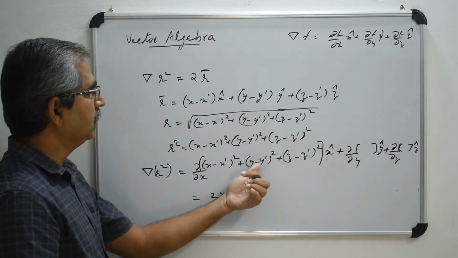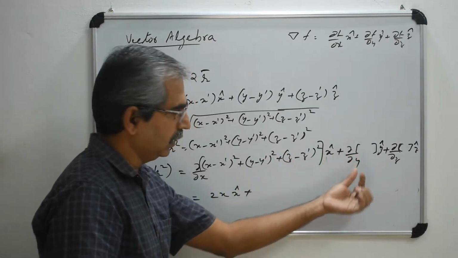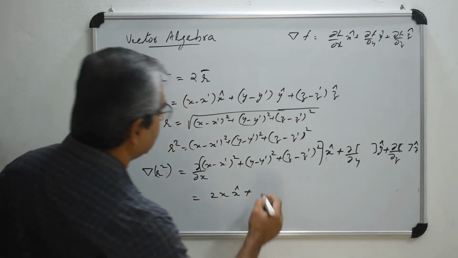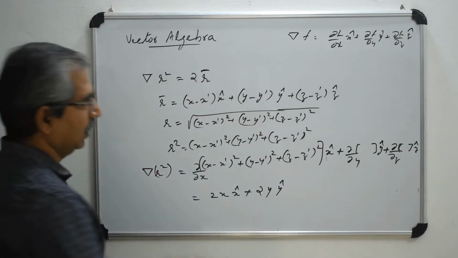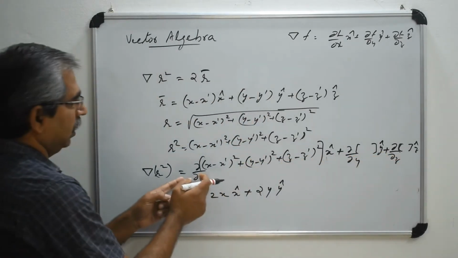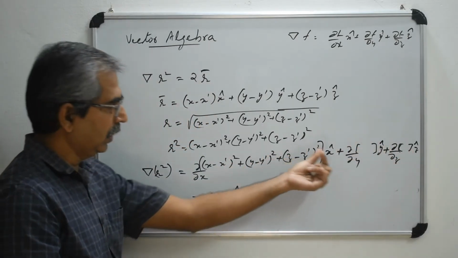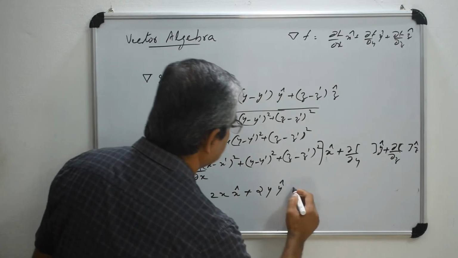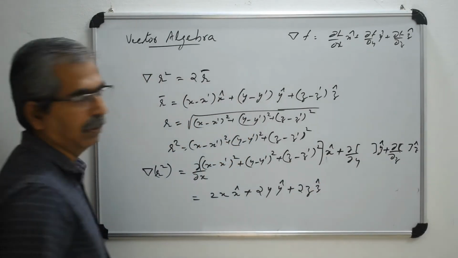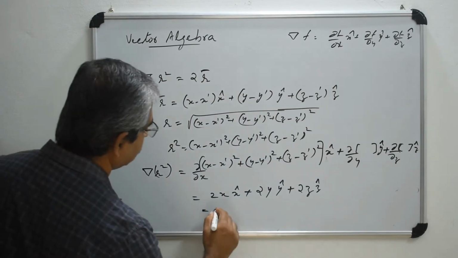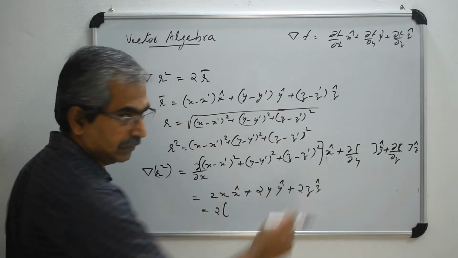So dou by dou y means it is 2 into y. Okay, you are writing this one here and the derivative with respect to y will be equal to 2y into y cap, and do the same thing for the z component, dou by dou z of this into z cap. So that is plus 2z into z cap. So that is equal to 2 into x cap plus y cap plus z cap.